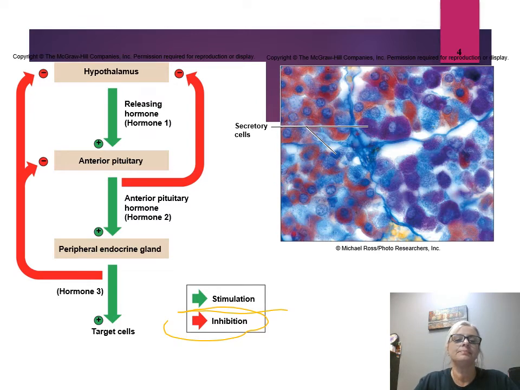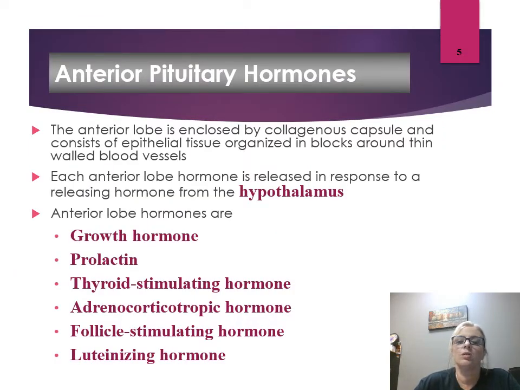So the anterior lobe is enclosed by a collagenous capsule that is made of epithelial tissue that is organized around thin blood vessels. Each lobe hormone is released in response to a releasing hormone coming from the hypothalamus. Epithelial tissues have secretory cells embedded in them. Growth hormone is going to act to enhance the movement of amino acids into cells, increase the rate of protein synthesis, and it can increase the rate of fat metabolism.